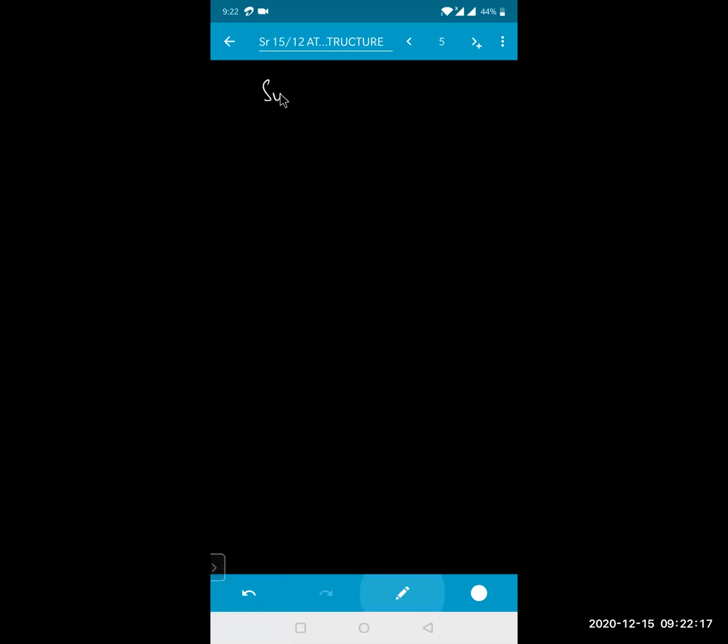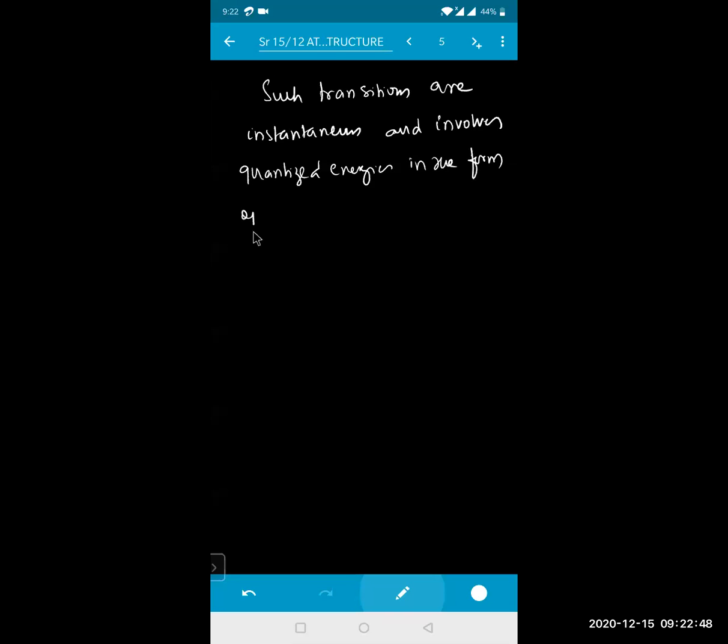So during such transitions, the transitions are instantaneous. You don't get the time to identify that. So they are instantaneous and involve quantized energies in the form of electromagnetic radiations. From here, radiations have come. Electromagnetic radiations of photon.